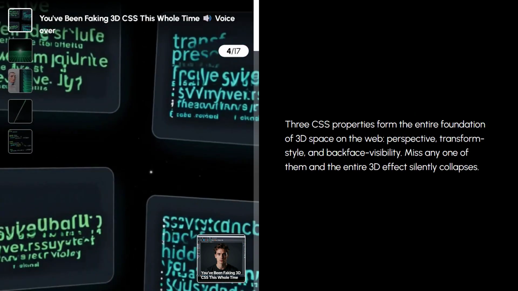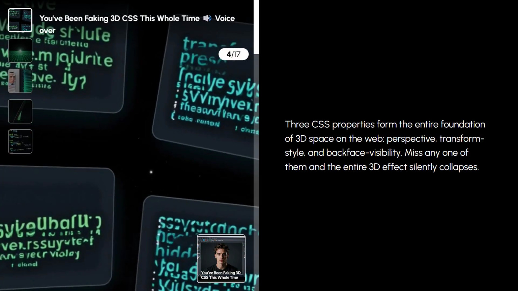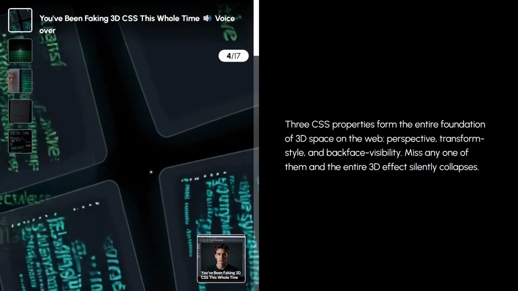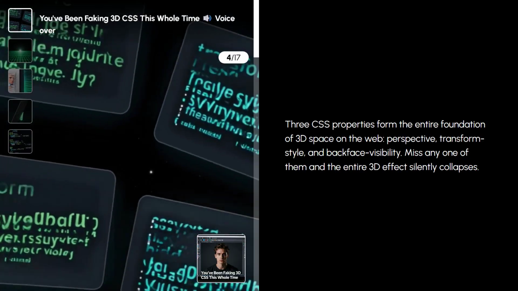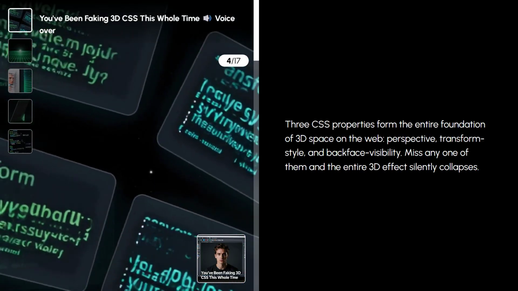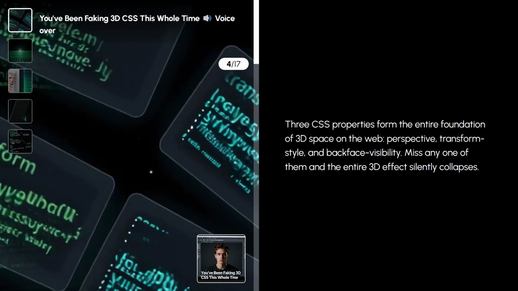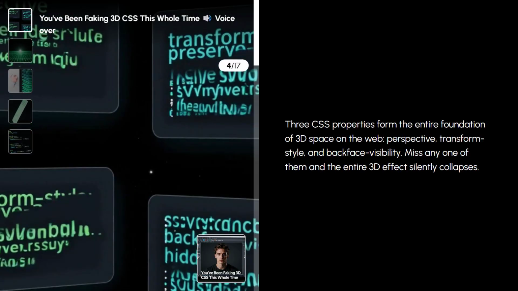The entire CSS 3D system rests on exactly 3 properties. Perspective, which sets the viewing distance. Transform-style: preserve-3d, which keeps nested elements in actual 3D space. And backface-visibility, which controls what you see when an element rotates away from you. All 3 are non-negotiable.